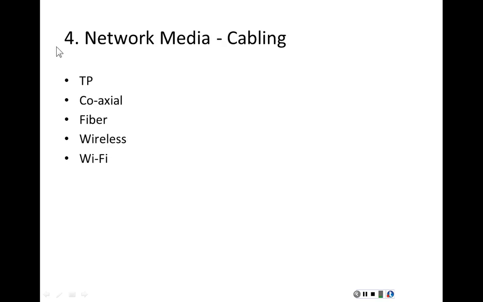Chapter 4 is where we talk about cabling. Twisted pair cabling is the most common type of cabling you're going to see in a local area network. We will look at coaxial cabling and at fiber optic. Then we will discuss wireless and Wi-Fi.